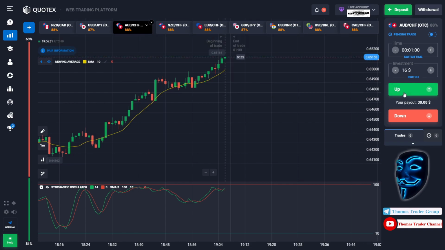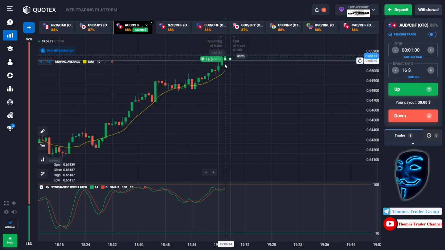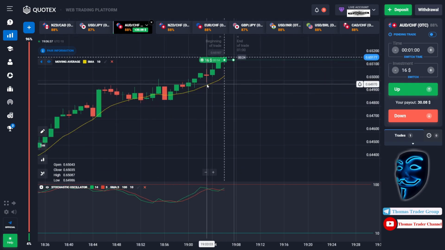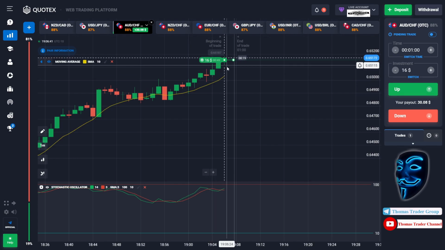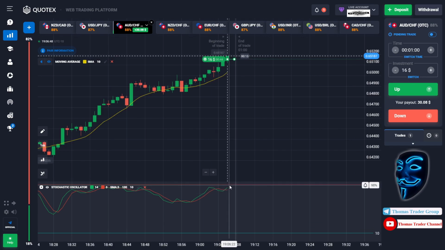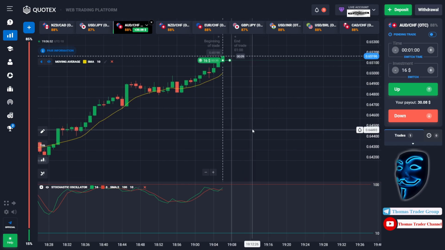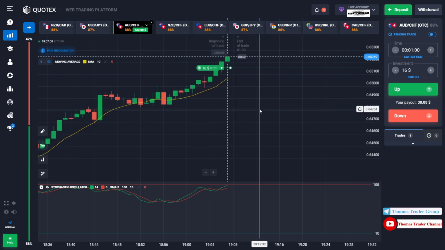Over here we can open buy for 1 minute. As you can see, the market is going bullish and the market has just made a rebound on the moving average line. I'm sure that it will continue the bullish trend. And the stochastic oscillator is also facing bullish trend, but it hasn't touched the overbought area. As you can see over here, the market hasn't touched the overbought area. I'm sure that the market will still continue the bullish trend. Let's prove it and let's wait till the end of our trade.